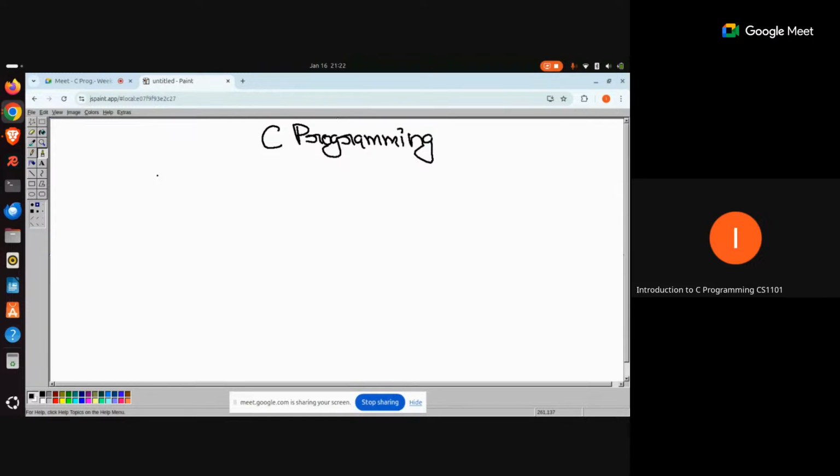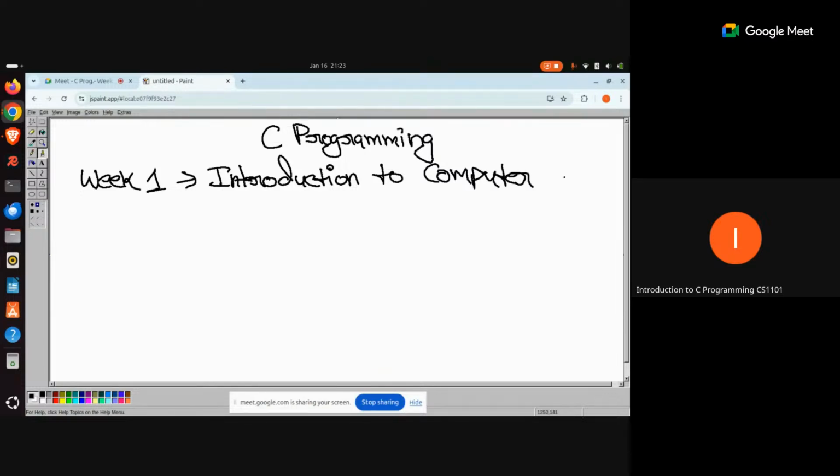But the first 2 weeks will try to introduce you to the basic world of computers, what a computer is, and what the different components of a computer system are. This is what week 1 is going to be focusing on. Week 1 is entirely going to be about the introduction to the computer system and its components.